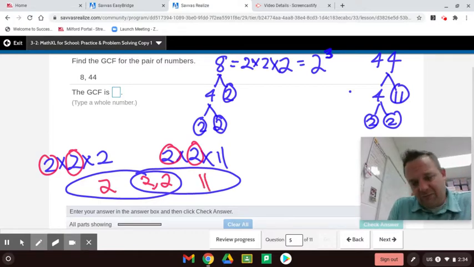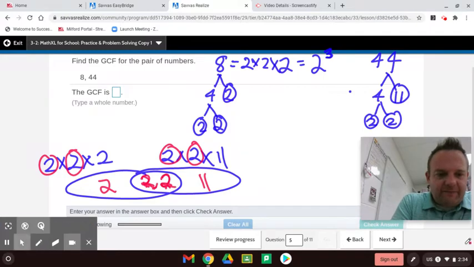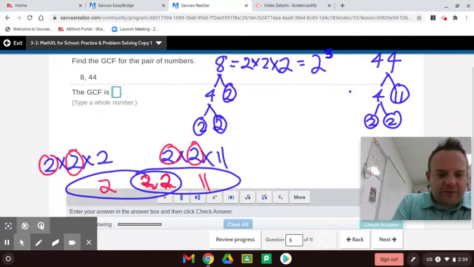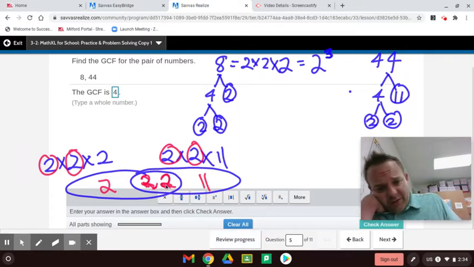So what do you do? You multiply the two common ones to get 2 times 2. That's 4. So 4 goes there. Now, how do you find the least common multiple? You would multiply all of these numbers together here. 11 times 2 times 2 times 2 equals 88. So the least common multiple of 8 and 44 is 88.